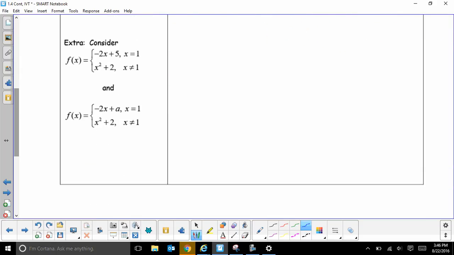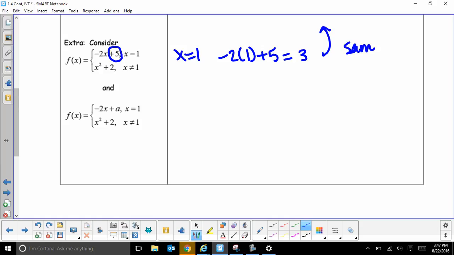Okay, now let's consider what they've changed down here. The only change is that it's plus 5 instead of plus 3. So what happened is at x equals 1, then I get negative 2 times 1 plus 5. That's 5 minus 2, that's 3. So it's the same graph as above.